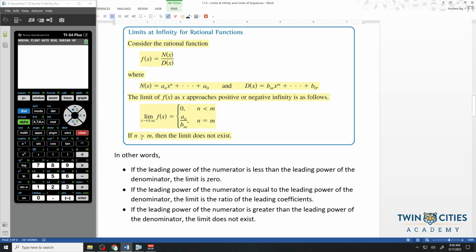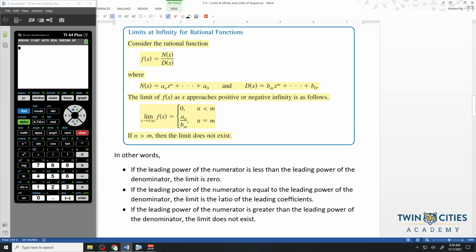If n is greater than m, so if the leading power in the numerator is larger than the leading power in your denominator, the limit does not exist. Okay, so I've got that in other words. If the leading power of the numerator is less than the leading power of the denominator, the limit is 0. That's what this first one is.